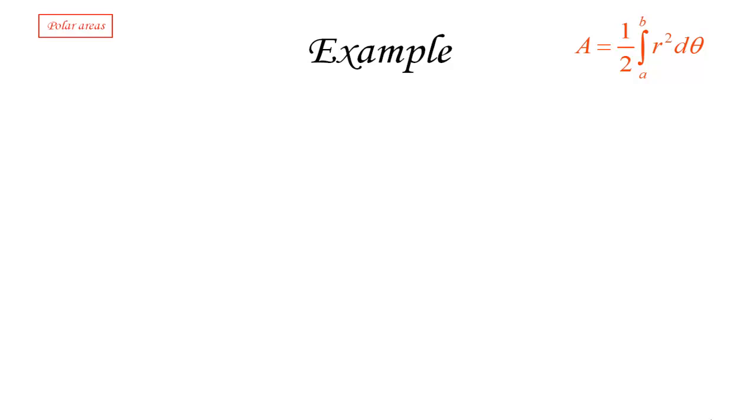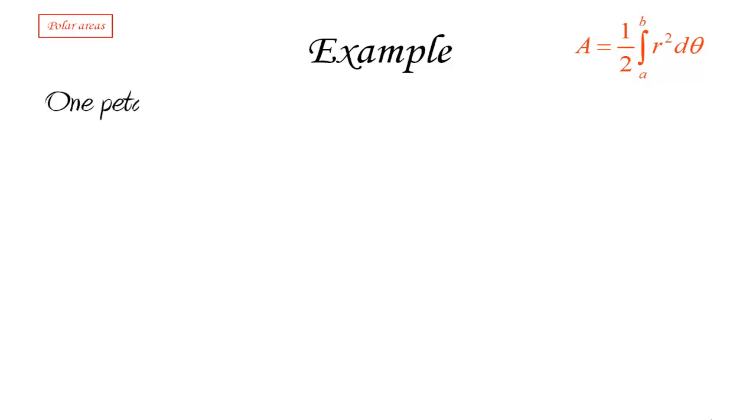So let me give an example. This is the formula that we're going to be using. So what we have to do in a specific example is figure out what the radius function is as a function of theta, and we have to figure out what the two radial angles to begin with and end with are going to be.